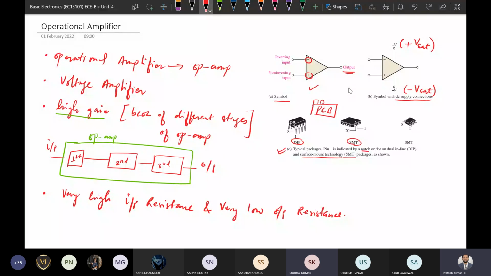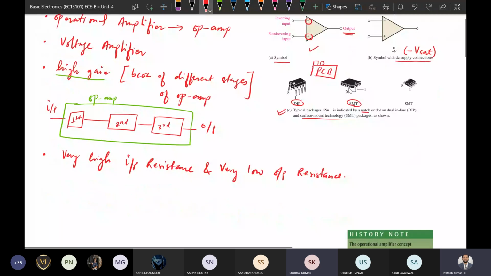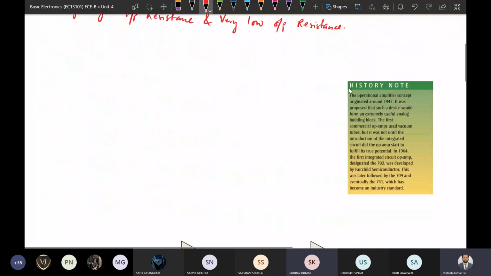Basically, the study of operational amplifiers started around 1947, that is when the concept of operational amplifiers was coined. But later, in 1964, the first integrated circuit of an operational amplifier was designed, that is the IC 702, and later 709, and most frequently the IC 741.